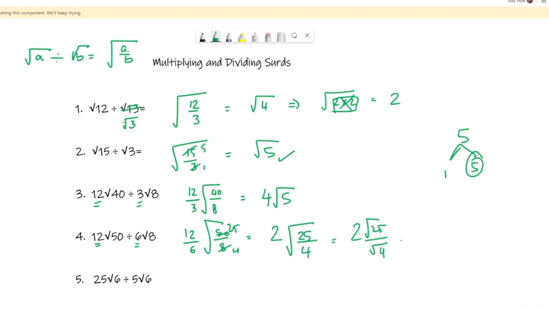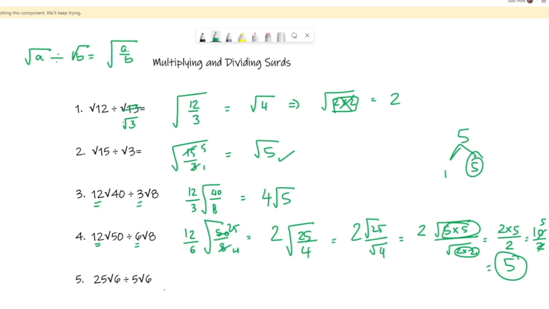Root 4, can we factorize it? Let's see. 25 can be factorized as 5 times 5, and 4 can be factorized as 2 times 2. So this is a group of 5. A 5 will come out, so it will be 2 times 5. And a group of 2, a 2 will come out, over 2. So it's 10 over 2. 10 over 2 will be simplified as 2 times 1 and 2 times 5. The answer is just 5. Now let's see this one.